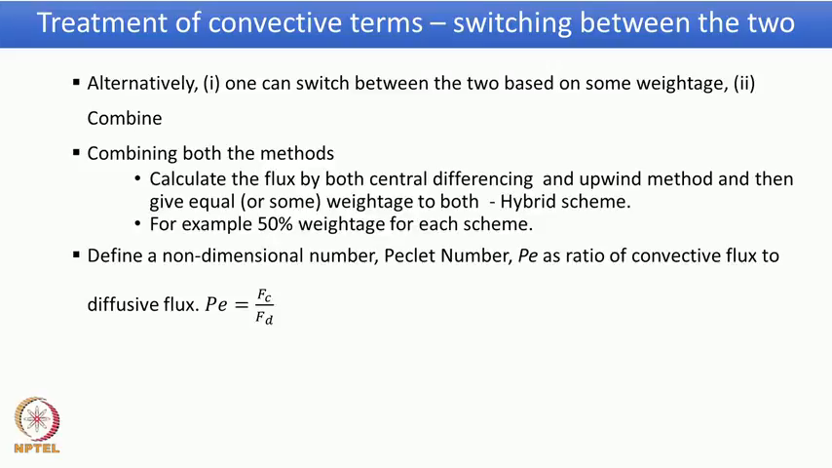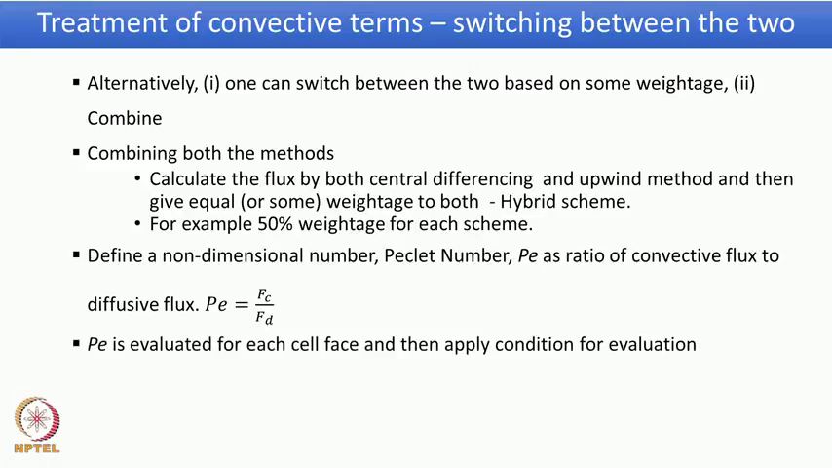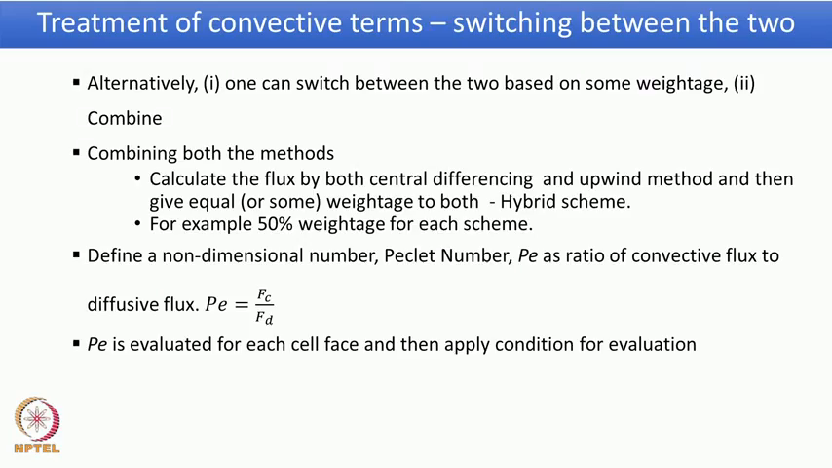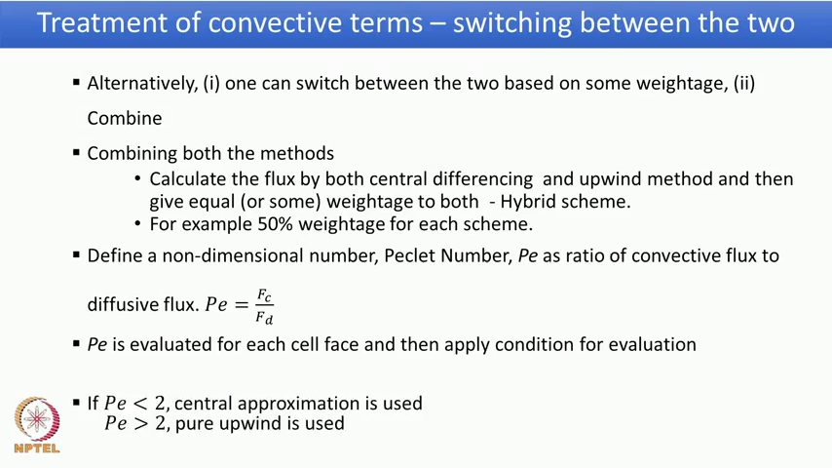We have a number called the Peclet number, which is a ratio of convective flux to the diffusive flux, and that is given by the symbol Pe. It is equal to Fc by Fd. Pe is evaluated for each cell face, and then it decides whether one has to switch between the central difference scheme, pure upwinding or the hybrid type, depending on the condition that you are using for evaluation.